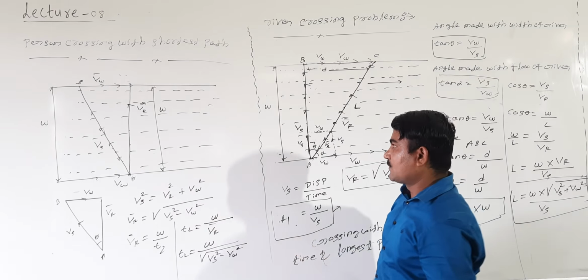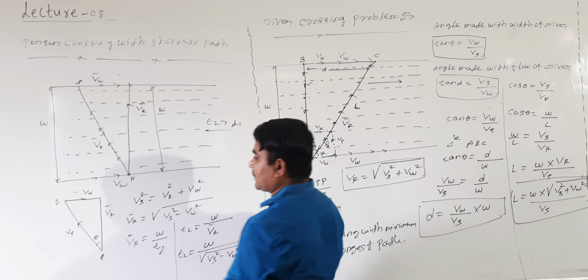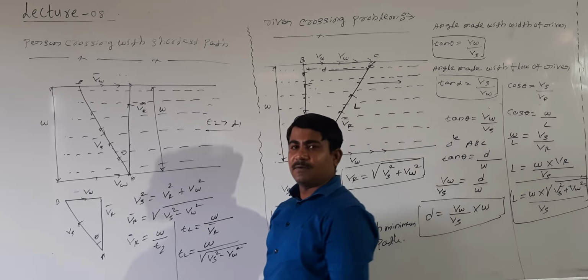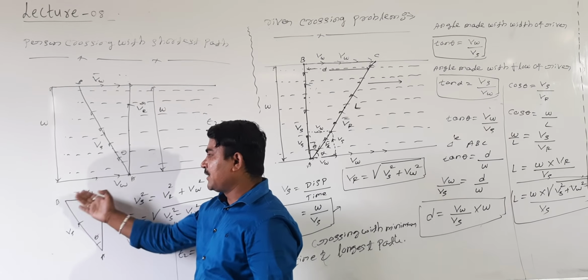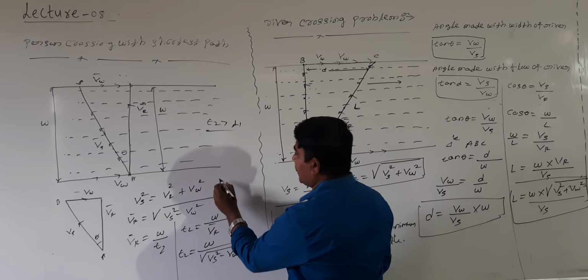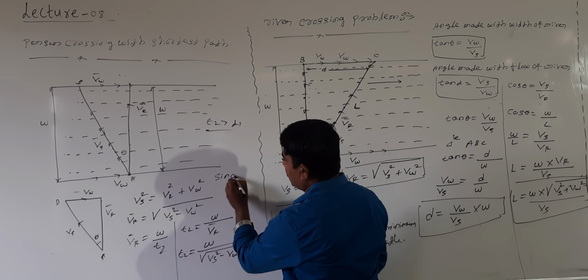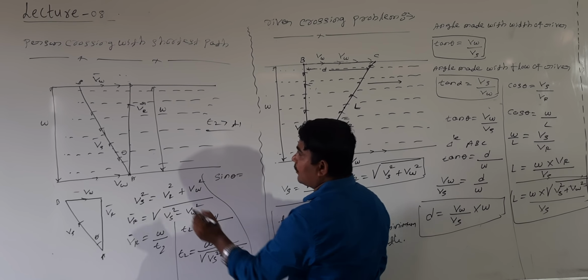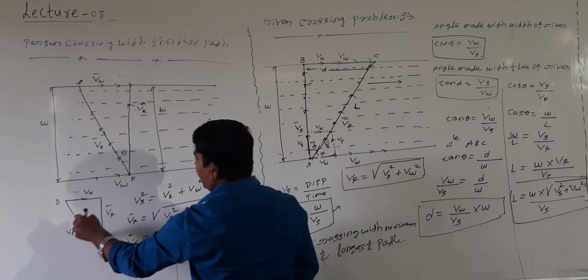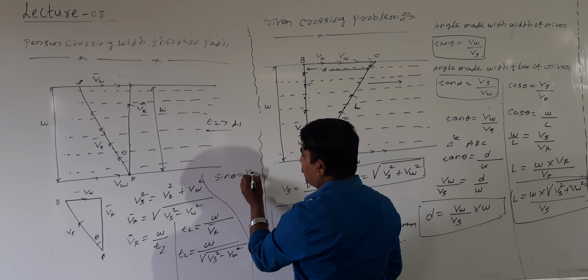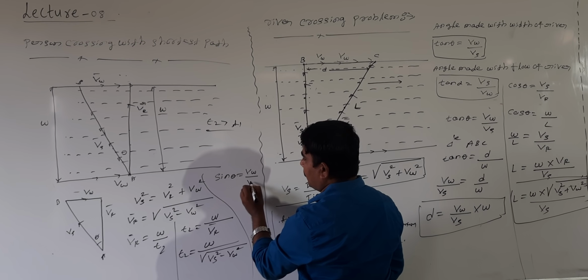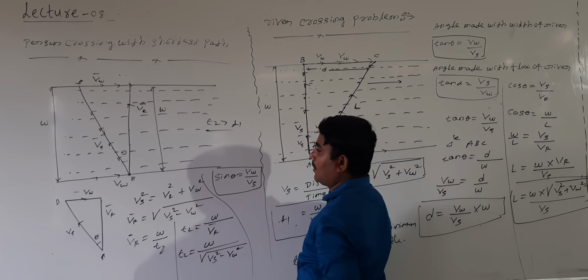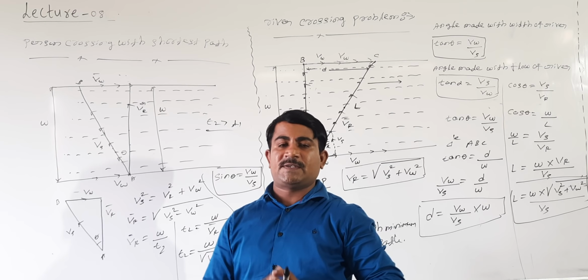Then how to calculate the angle here? Look at this figure. This is nothing but the angle. Very simple. From this you can take sin theta. Sin theta equal to opposite by hypotenuse. What is opposite? Opposite equal to Vw. Hypotenuse equal to Vs. So sin theta equal to Vw by Vs, or theta equal to sin inverse of Vw by Vs.